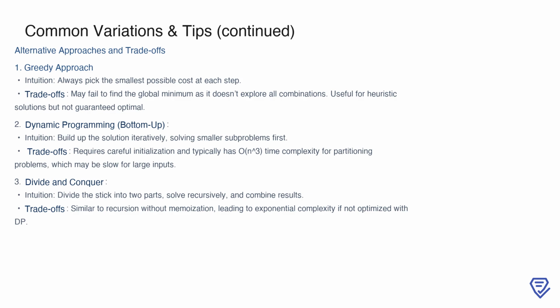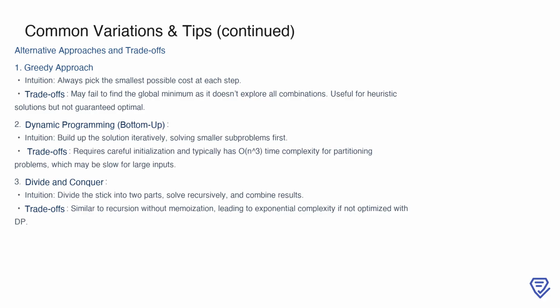A greedy approach might seem intuitive, as it focuses on minimizing the cost at each step. However, while it can provide a quick heuristic solution, it doesn't guarantee finding the global minimum since it doesn't explore all possible combinations. Dynamic programming, particularly the bottom-up approach, is another powerful method. It builds the solution iteratively, solving smaller subproblems first and combining their results. This approach is guaranteed to find the optimal solution but requires careful initialization and typically involves n-cubed time complexity, which can be slow for larger inputs.